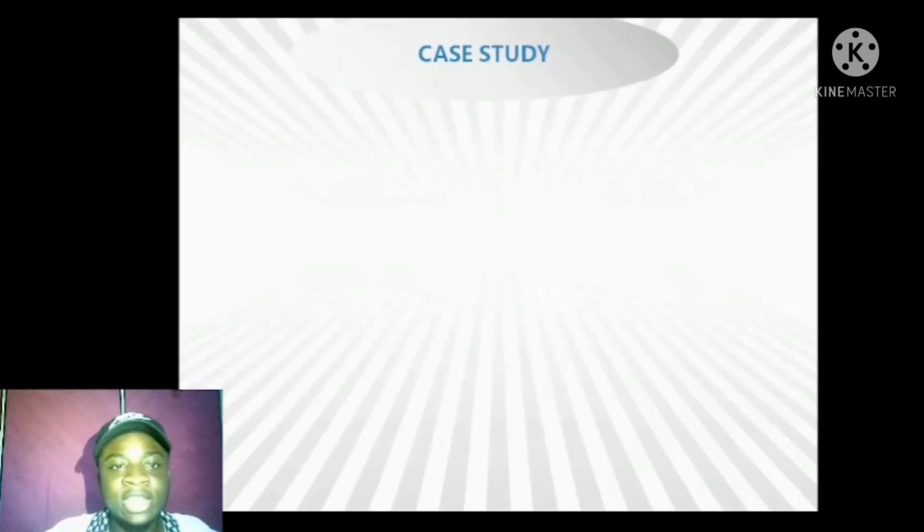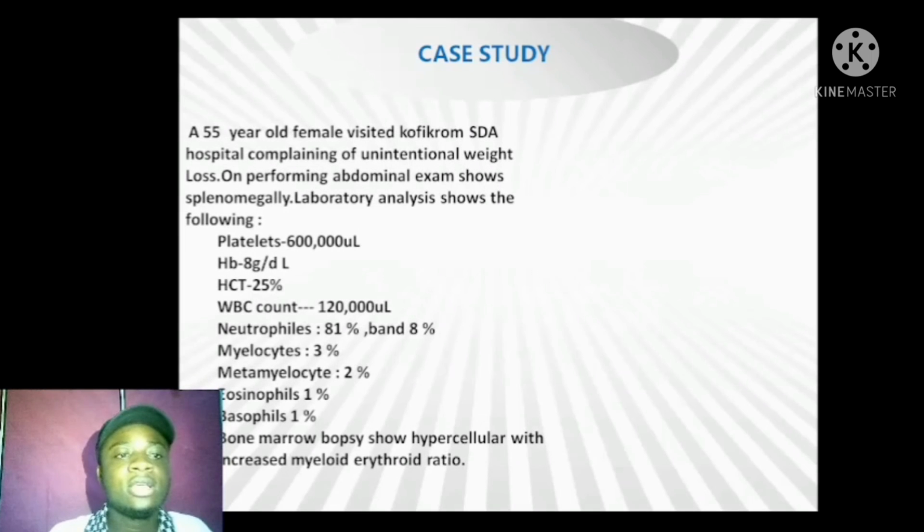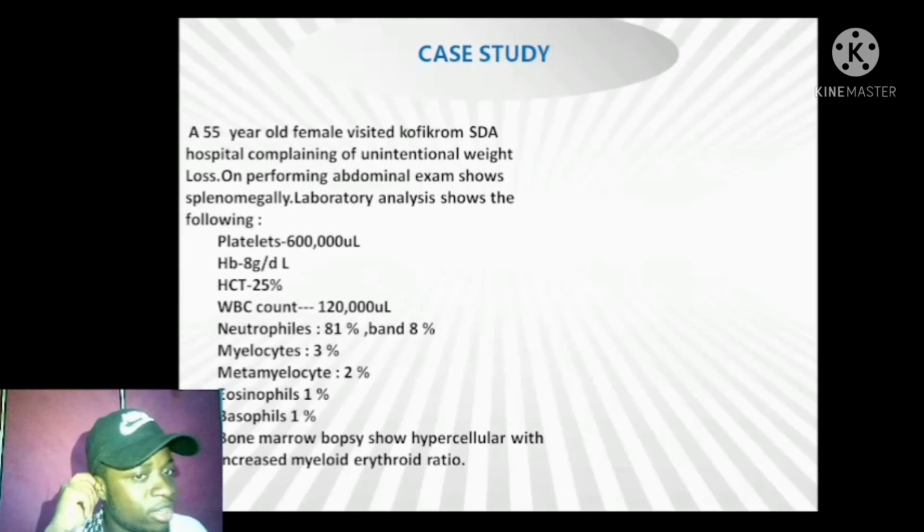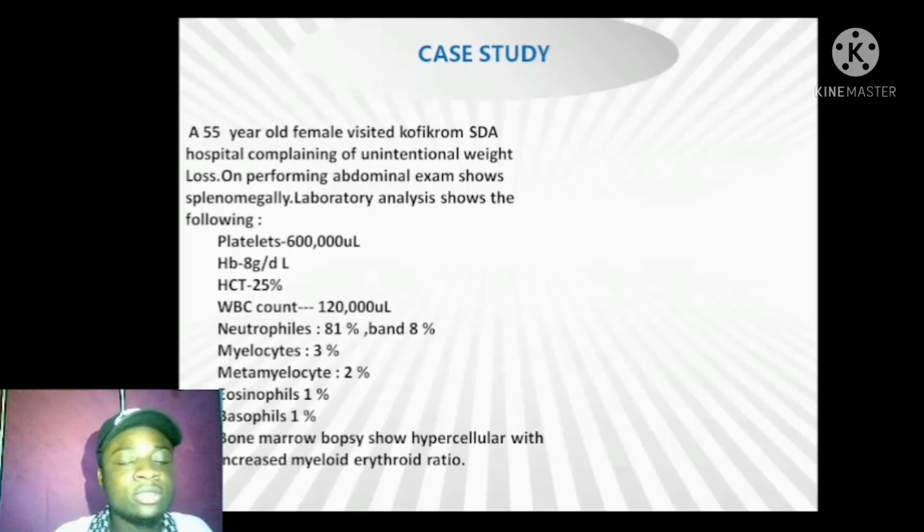So let's look at this case study on chronic myeloid leukemia. A 55-year-old female visited Kofi Krom SDA hospital complaining of unintentional weight loss. Abdominal exam shows splenomegaly. Laboratory analysis shows the following. Platelets 600,000 per microliter. Wow. Hemoglobin is 8 grams per deciliter. Hematocrit is 25%. So there is thrombocytosis, right?